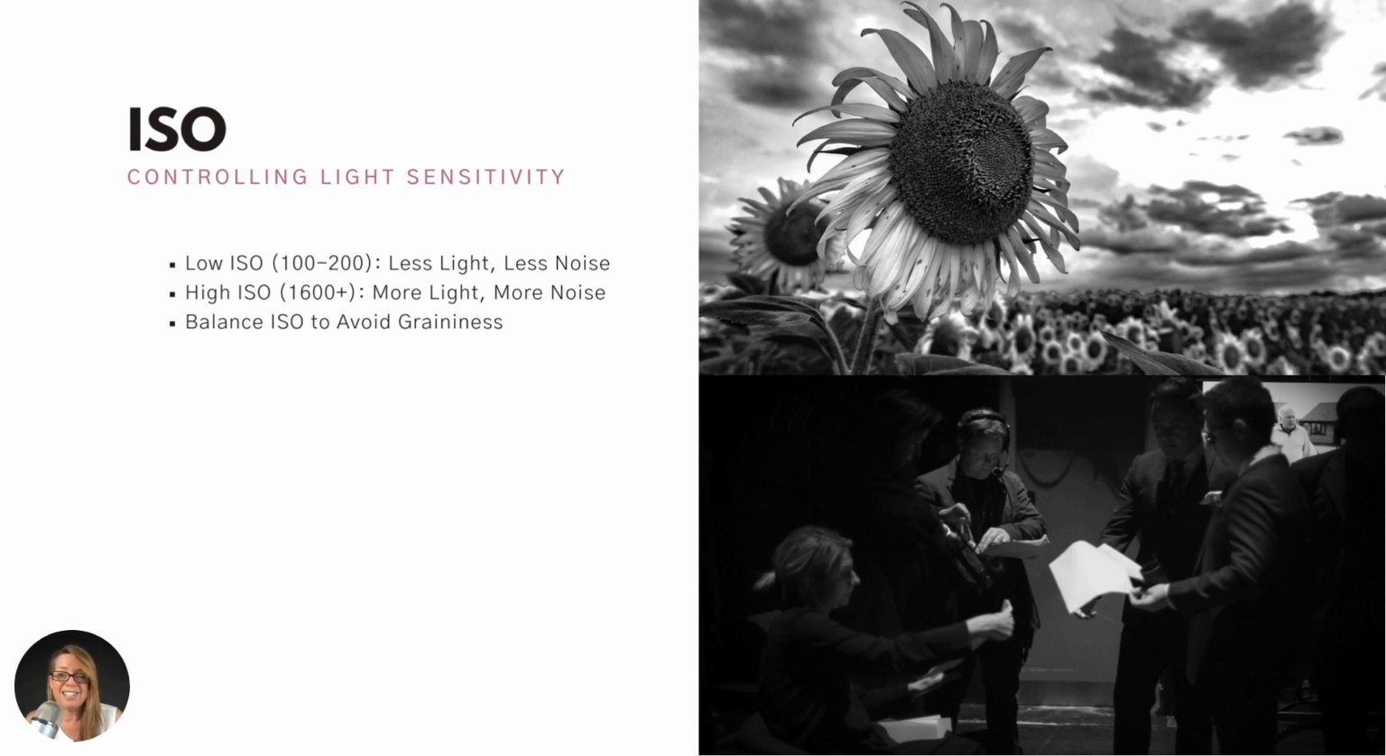Lastly, we have our ISO. ISO controls your camera's sensitivity to light. A low ISO, like 100, is perfect when you're working in really bright conditions, and it produces a clean, noise-free image. A high ISO, like 1600, is more useful in low light conditions, but it can introduce noise or graininess into your photos. So the key is finding the balance to maintain the quality that you want in your images.